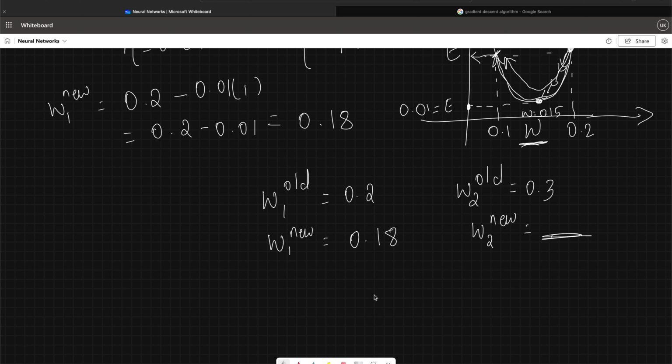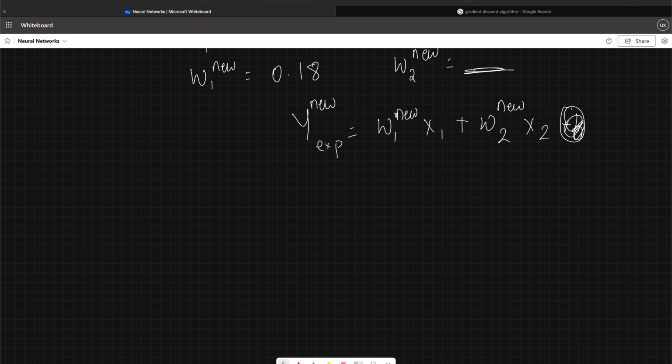So in the next iteration, when you calculate the new y, the new predicted value, it's going to be w1, but this time you have to use the new value, w1 x1, plus similarly w2, you have to use the new value, x2. And that bias we are not dealing with for now, so you can ignore it. If you do this, you will get your new predicted value, and your expected value stays the same. You can compare the difference between these two.